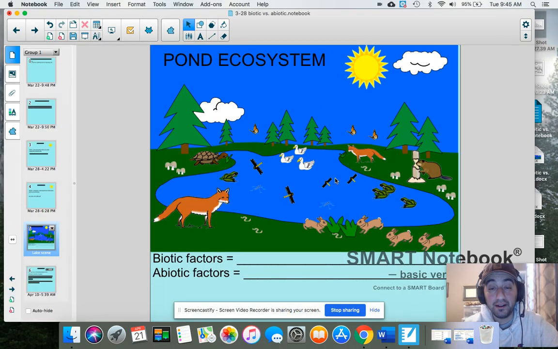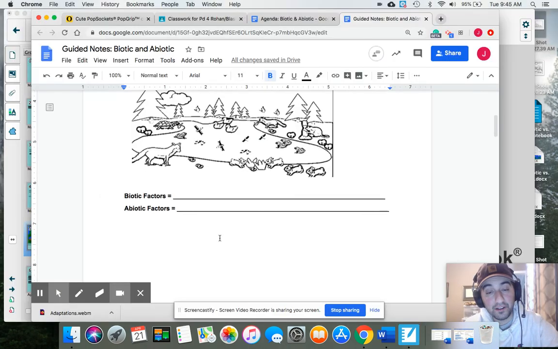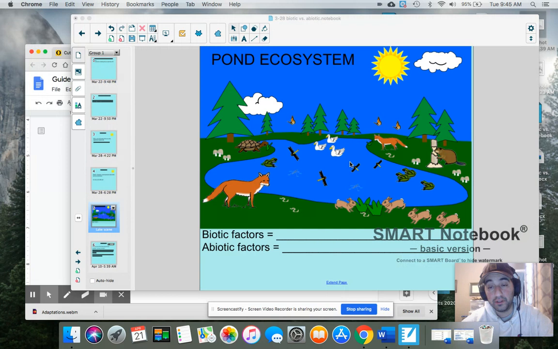I would like everybody in their guided notes to identify and list all the biotic factors in this diagram or ecosystem. And then you're going to do the same thing for abiotic factors. All right, so press pause, take a minute or two to write that down in your guided notes, and we will continue.